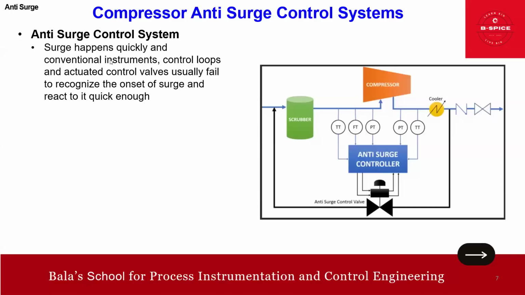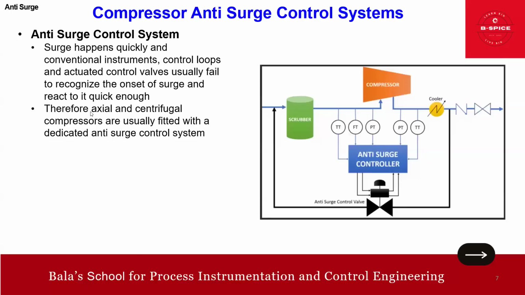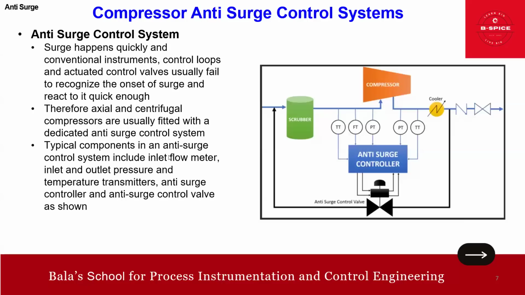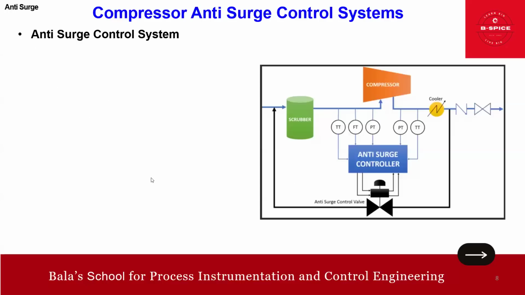Surge happens quickly, and conventional instruments, control loops and actuated valves usually fail to recognize the onset of surge. That is why I mentioned there that we need fast, efficient response instruments. The valve response also should be fast. Therefore, axial and centrifugal compressors are usually fitted with a dedicated anti-surge control system. Typical components include the flow meter, which we have already discussed and covered.